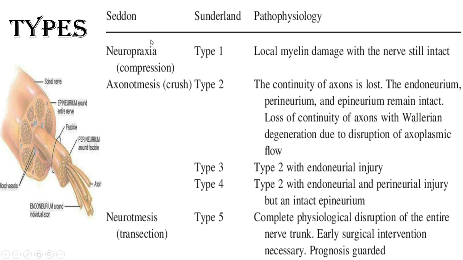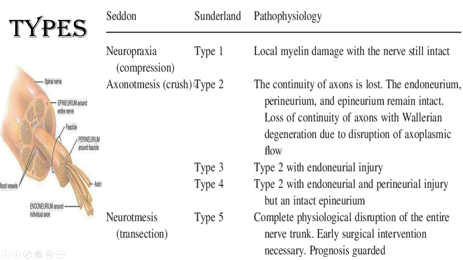Seddon has classified nerve injury into three categories. Neuropraxia is due to compression. It can cause local myelin damage with the nerve sheath still intact. The nerve is still intact, but there is only local myelin damage. Now axonotmesis is due to crush, and in that case the axon will be lost. Endoneurium, perineurium and epineurium remain intact. There is loss of continuity of the axon with Wallerian degeneration due to disruption of the axoplasmic flow.